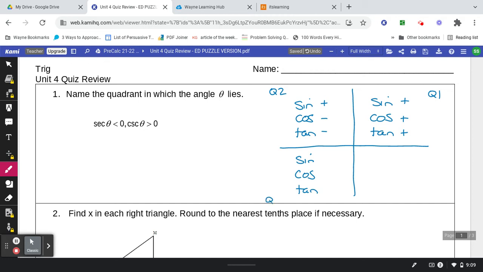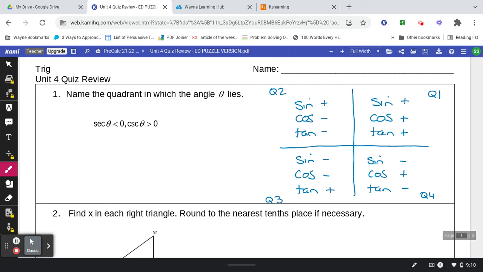In the third quadrant, tangent's positive, but the other two are negative. And in the fourth quadrant, cosine's positive and the other two are negative. Again, that should be in your note page. So if you want to look at that, it would be on your 4.3 notes.